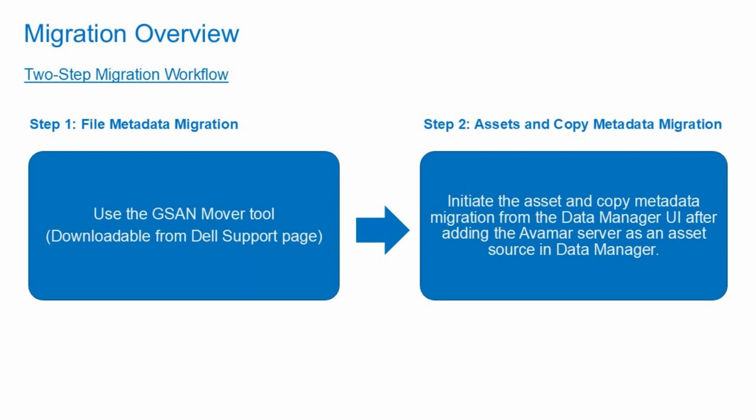The migration from Avamar to PowerProtect Data Manager happens in two simple steps. Step 1. Migrating the file system metadata using the GSAN Mover tool. This tool can be downloaded from the Dell support site. Step 2 is to initiate the asset and copy metadata migration from the Data Manager UI after adding the Avamar server as an asset source. With just these two steps, users can smoothly transition their file system copies from Avamar to Data Manager.